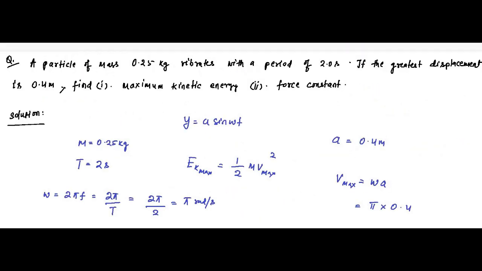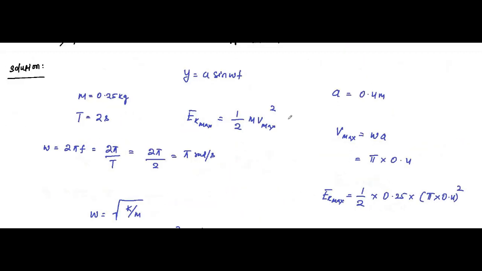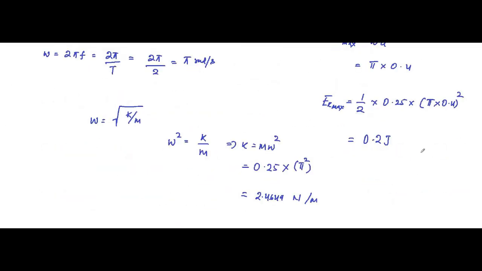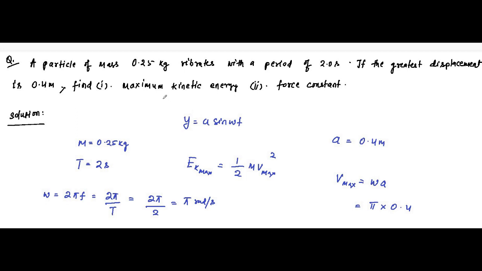So here it was asked first to calculate the maximum kinetic energy, which we did here, and the force constant, which we calculated here, 2.4649 Newton per meter. This is a basic application of the various concepts related to energy associated with simple harmonic motion, in this case kinetic energy.